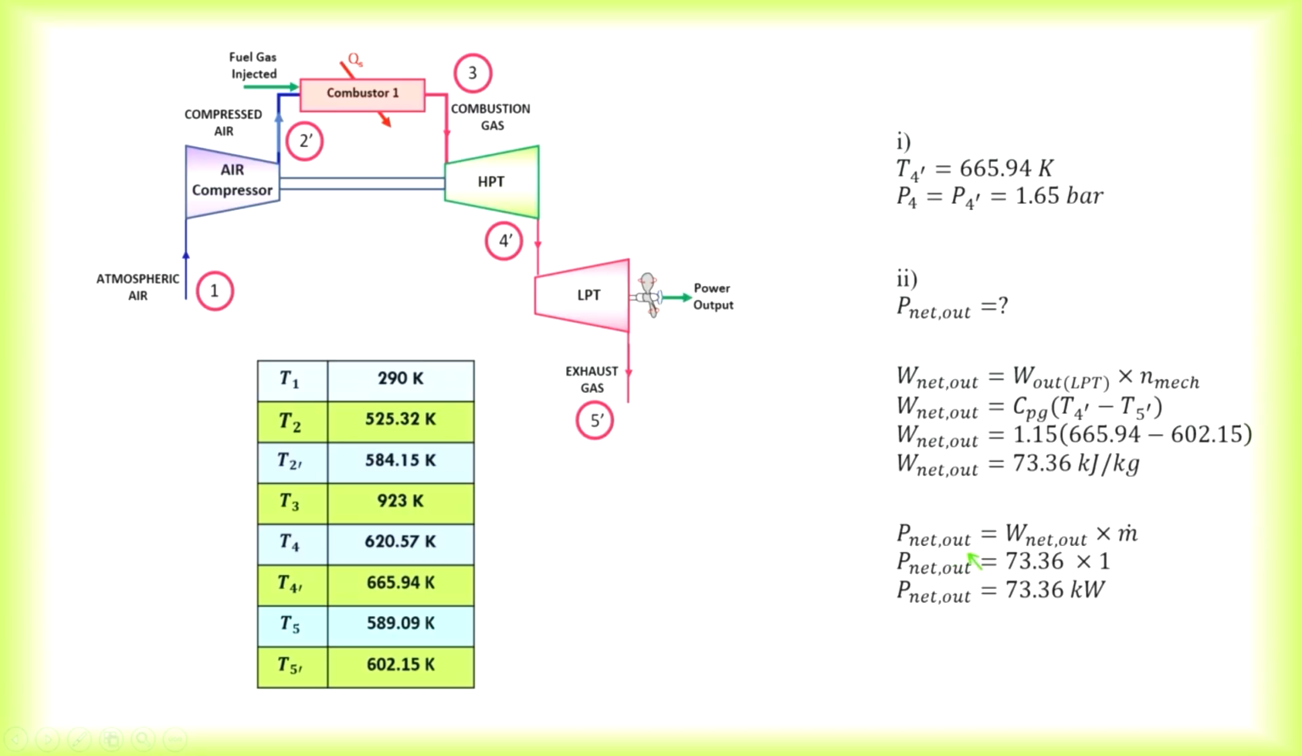Then for the power net, net work out multiplied by mass flow rate. They say per kg per second of mass flow rate, which is why we multiply by 1. So you get power net of 73.36, because they gave us the mass flow rate as 1 kg per second.